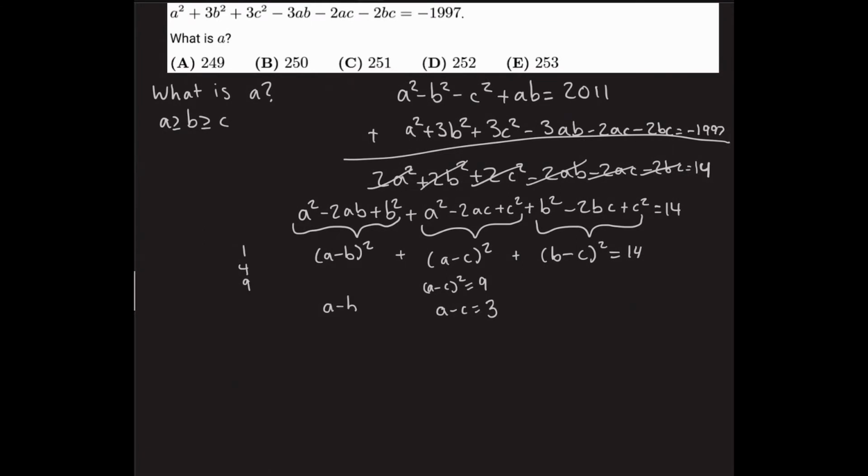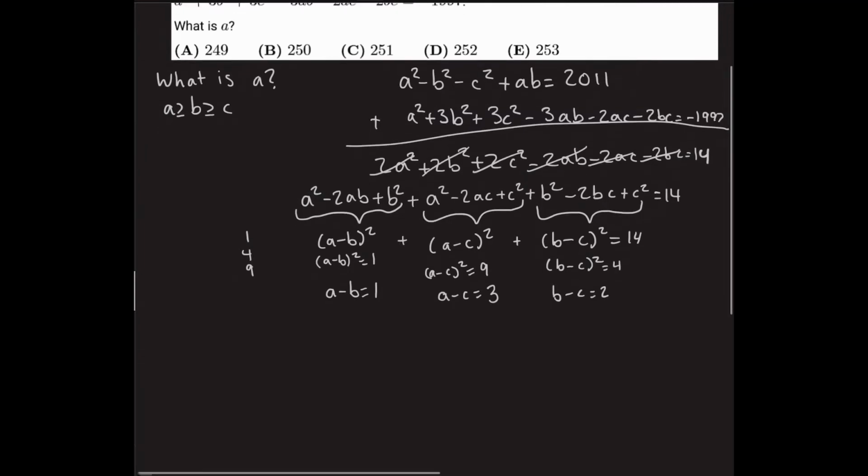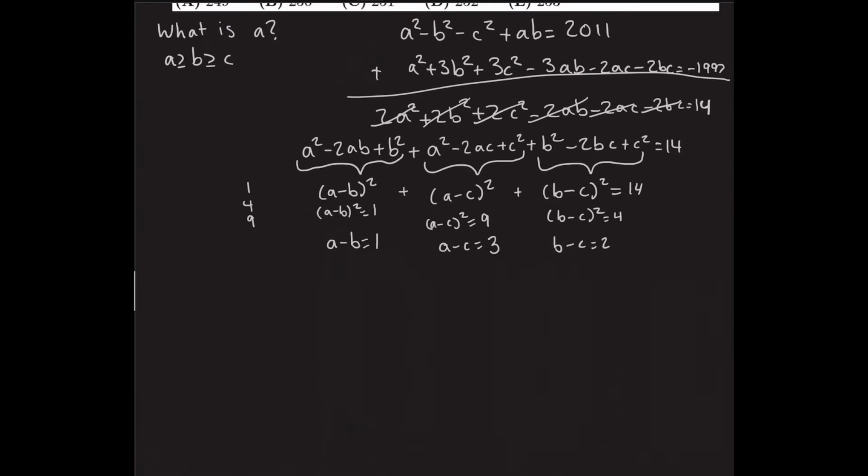So right now I'm going to test out the case in which a minus b is equal to 1, because if a minus b squared is equal to 1, then a minus b is also equal to 1. And then this would mean that b minus c squared is equal to 4 and b minus c is equal to 2. Now from here what I'm going to do is, so that we don't have to deal with 3 variables in just one equation, I'm going to find all 3 of these in terms of a. So we can rewrite a, b, c as a, and then b can be written as a minus 1 from this equation.